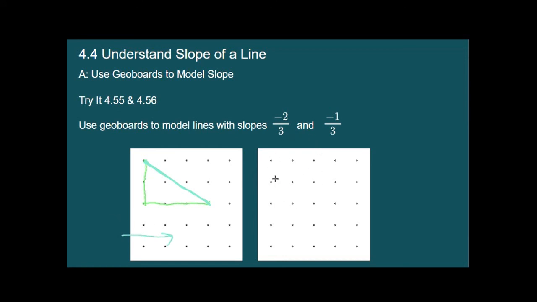Now let's do -1/3. So I'm going to use the same starting point. I'm going to go down 1 and then over 3. 1, 2, 3. And then I'm going to connect those points, there you go, something like that. Okay, and once again, it's negative slope, and as I go from left to right, it goes downhill. So that's how you use Geoboards to model and to show slope.